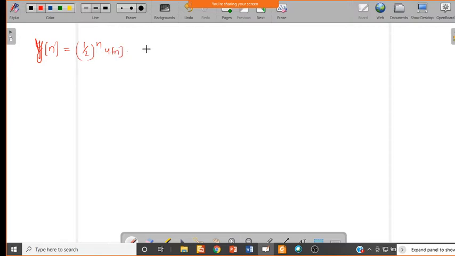This is x of n, which is the given input, and y of n I will write. For this input x of n, the output y of n is 1 by 4 into 1 by 2 power n into u of n plus 1 by 4 power n into u of n. So now this is the given problem. They have given input and output both, and we need to obtain the impulse response and its frequency response.